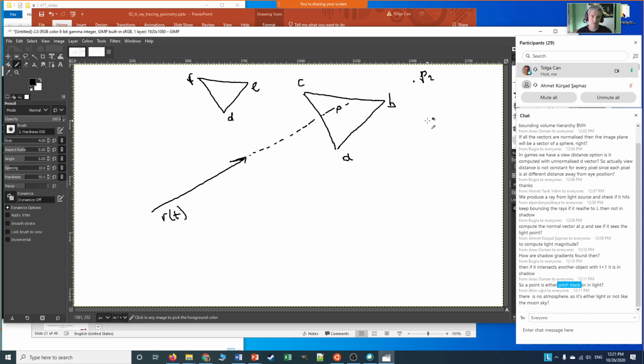Anyway, the method is like this. First, I form the plane equation and intersect the ray with the plane. After I do the ray-plane intersection, I find the intersection point. Then I find out whether that point P is inside the triangle or not on that plane. Here P2 is outside the triangle, while P is inside the triangle, so there is an intersection.